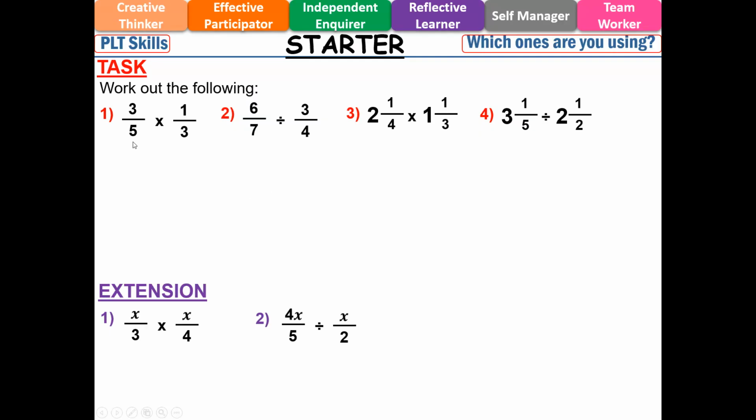In this question, you can see it involves multiplying or dividing fractions or mixed numbers, also involving algebraic fractions. Press pause and try these questions. Once completed, press play to check your answers. Please try these questions in your exercise book or on a piece of paper. Press pause now.